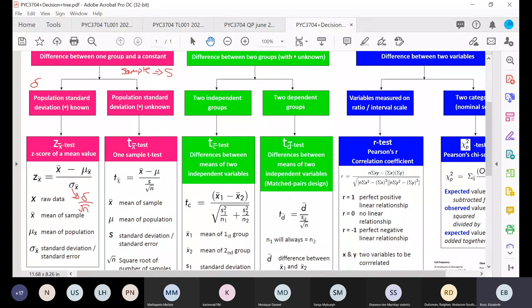So let's say they give you one group and they say you're going to test the marks for students who are doing Psych 307. So it's only one group. Then you're going to check whether they are giving you the population standard deviation or the sample standard deviation. If they give you the population standard deviation, we use the Z-test. If they're giving you the sample standard deviation, we're going to do a T-test.